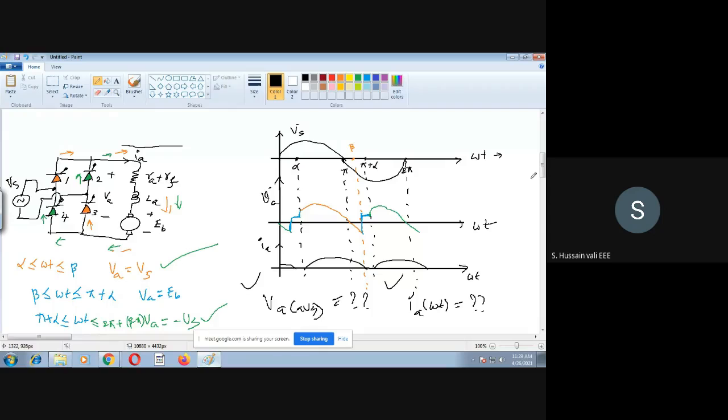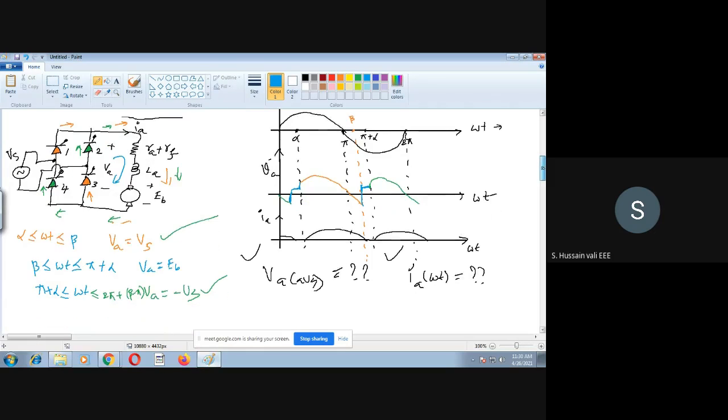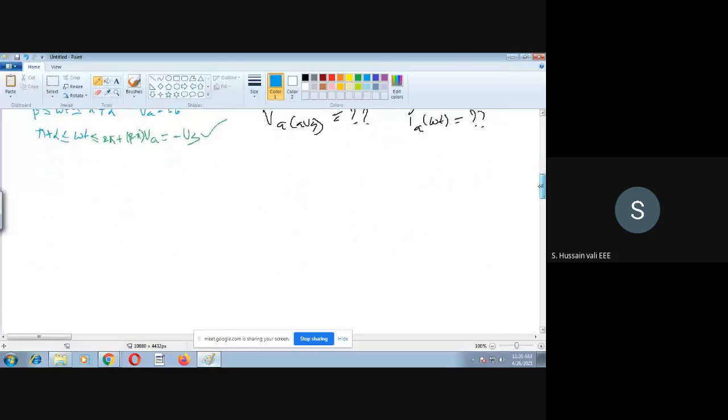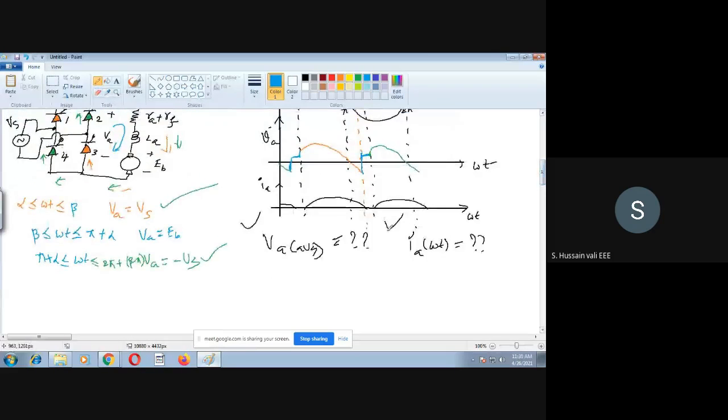What is the difference you will find between the separately excited motor and the DC series motor when you compare the circuit diagrams? Only one difference: in place of RA you have RA plus RF, that's it. Wherever you get RA, you replace RA with RA plus RF, and then you will get the expressions that you got already. I'm not going to do that here because we did it in the last class itself.